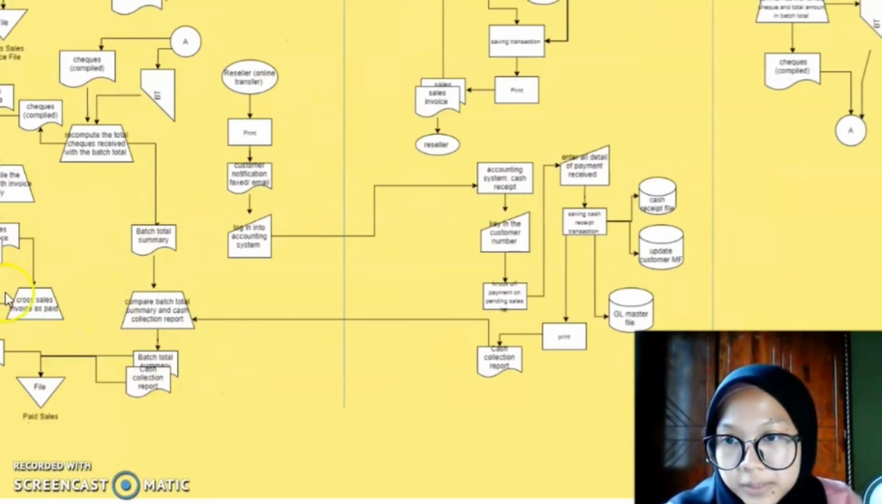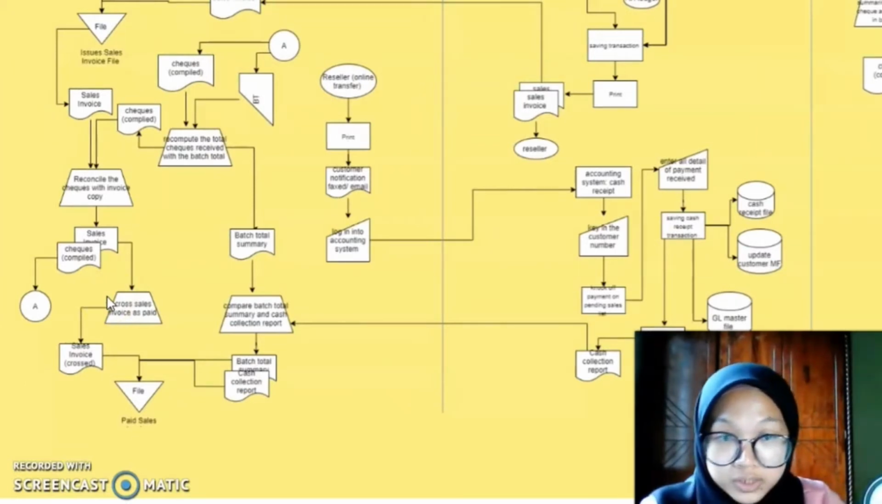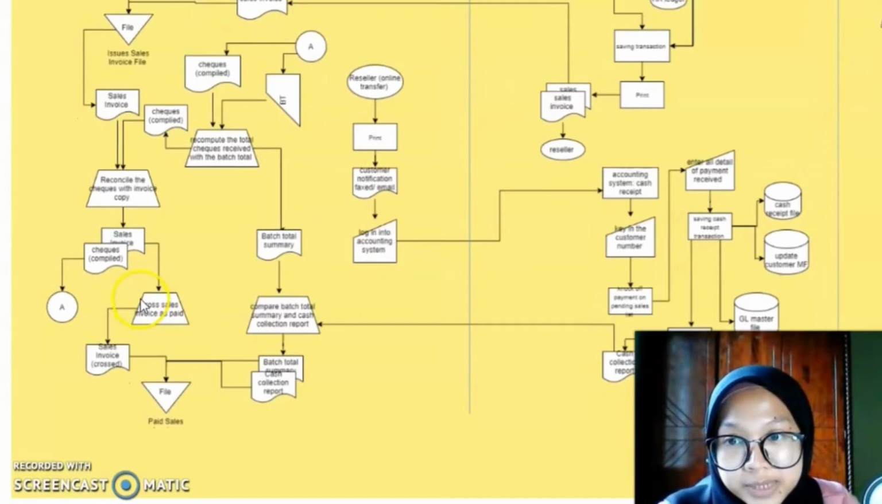For the payment deposit to the bank, the compiled checks will be sent to the account officer, which is Shaila. Sorry doctor, actually this is a B, not A.